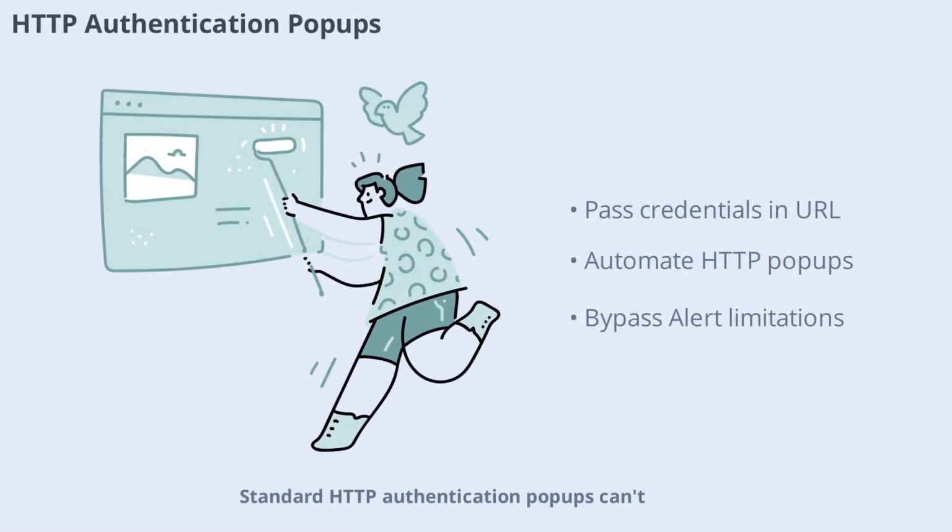Standard HTTP authentication pop-ups can't be handled using Selenium's alert interface. Instead, pass the credentials directly in the URL, such as http://username:password@site.com. This approach allows you to automate authentication flows that use browser-level dialogues.